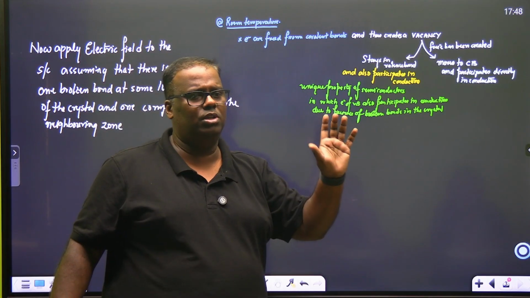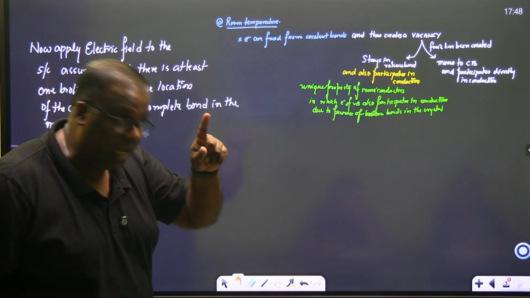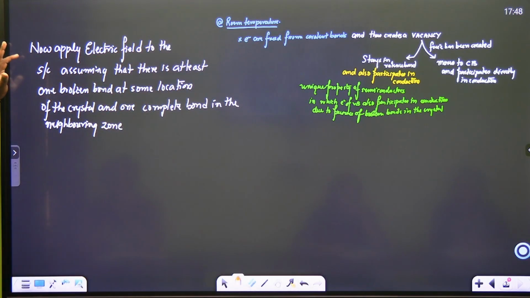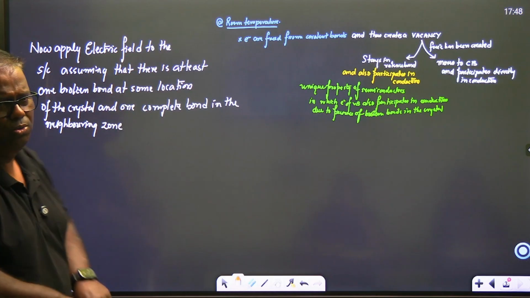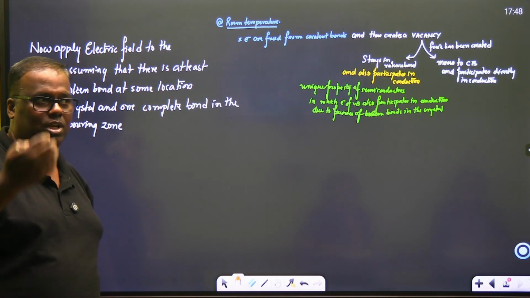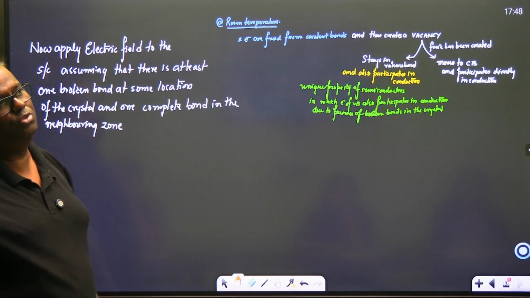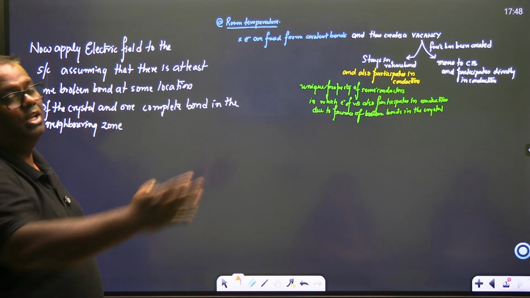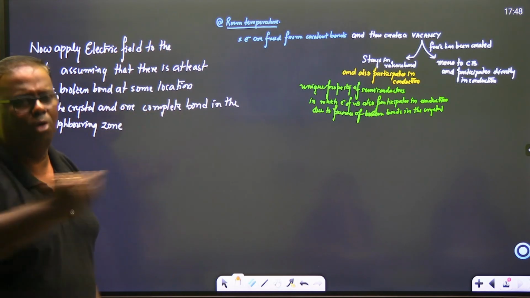There is a broken bond. There is a free electron in the valence band. In that condition, I have applied an electric field. What is an electric field going to do? An electron is a charged particle. The electric field's direction is the direction in which a positive charge moves. The electron is a negative charge, so it will move opposite to the electric field.